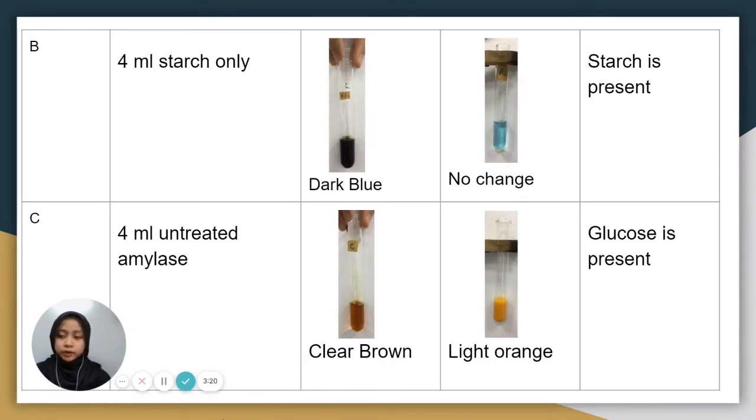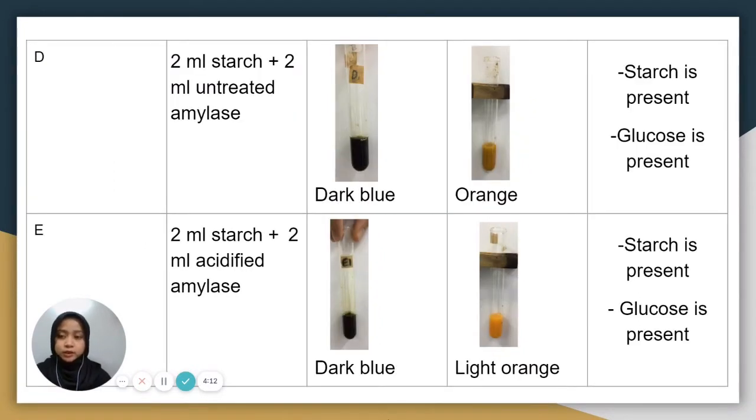For the pair of test tube C, which contained only 4 ml of untreated amylase, shows a clear brown color or no change when it is tested in iodine test, and it shows a light orange color when it is tested in Benedict test. These changes in color conclude that glucose is present.